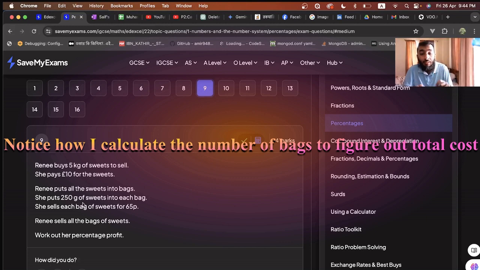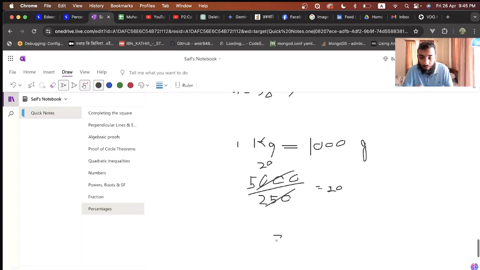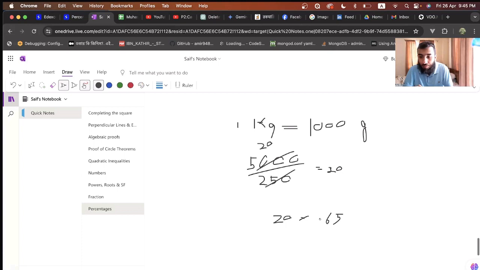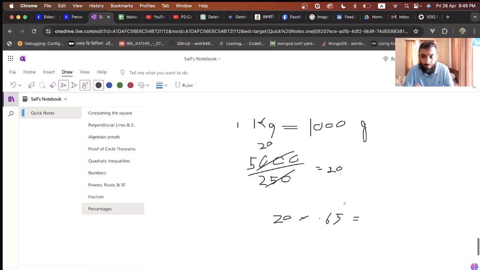So she needs 20 bags to sell, and each bag is sold for 0.65. So each bag out of the 20 bags is sold for 0.65 pounds, or 65 pence. If we use the calculator and do 0.65 times 20, we get 13, right? So 13 pounds is the total amount she sells.